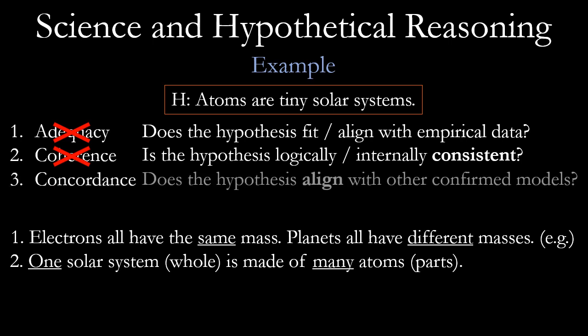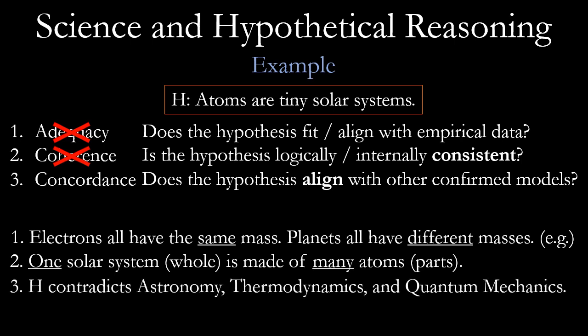How about the concordance test? Does the hypothesis align with other confirmed models, other fields, other ways of understanding the world? Well, this hypothesis that atoms are tiny solar systems contradicts astronomy, contradicts thermodynamics, it contradicts quantum mechanics.